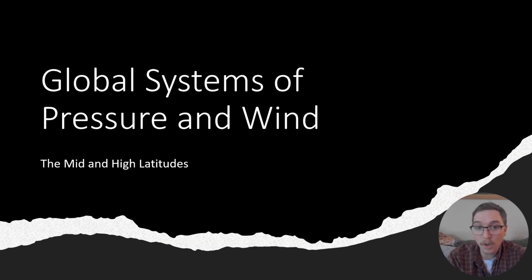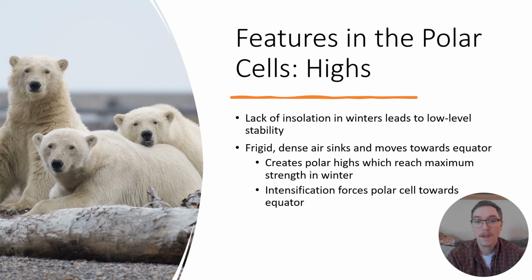All right, next looking at our global system of pressure and wind in the mid and high latitudes. When we look at our high pressure systems, we know that a lack of insulation in winter leads to low level stability within our atmosphere, stratification within our atmosphere. That frigid, dense air sinks and is starting to move back towards the equator. That creates our polar highs, which strengthen and maximum strength in the winter.